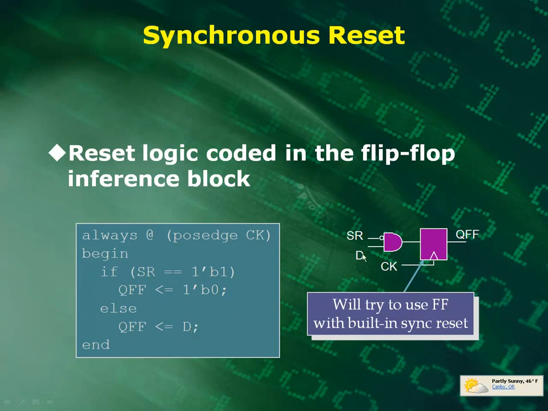So here's the equivalent of what it would produce. Here we have if SR is 1, that's what the bubble means, an inversion. So then this input to the AND becomes 0, so the output is then 0, so on the clock edge it gets clocked to 0. So that's what this does. Otherwise, if SR is 0, then the D will get clocked through.